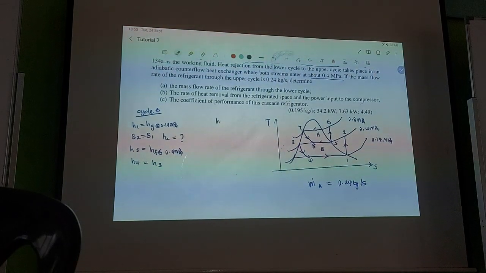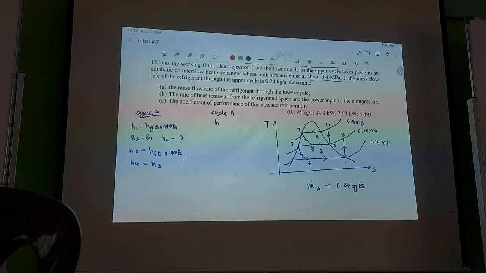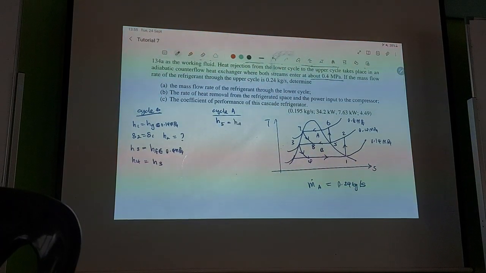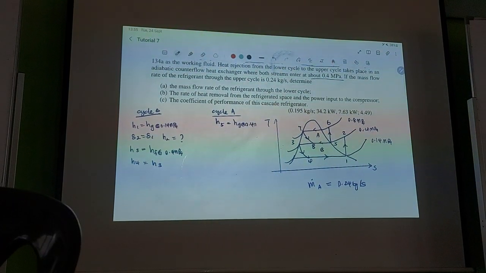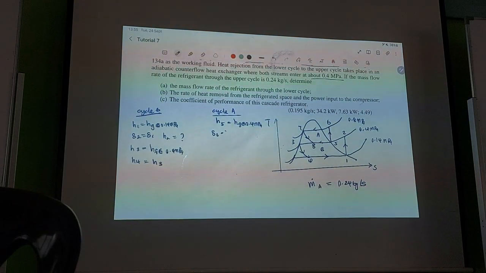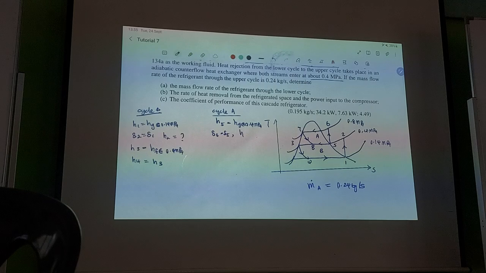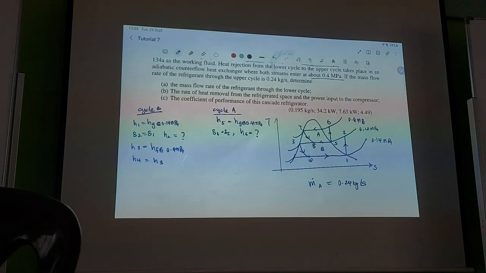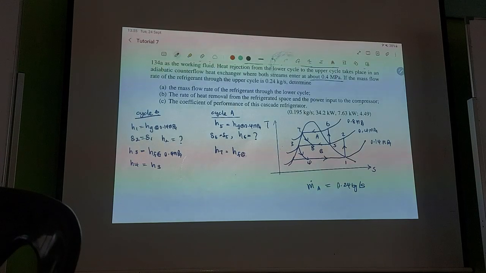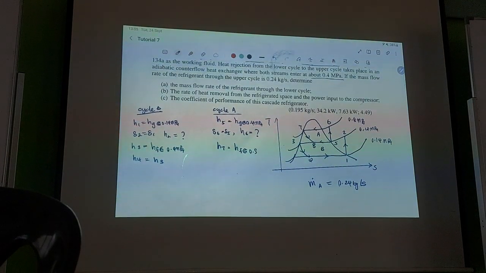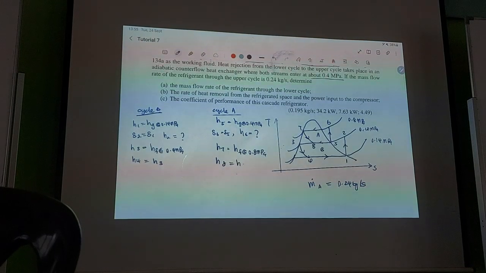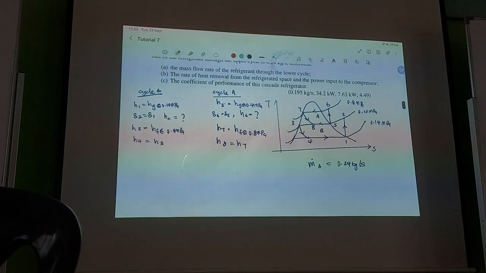For cycle A, you repeat. H5 equals Hg at 0.4 megapascal. Then you find S6 equals S5, then you find H6. Then H7 is Hf at 0.8 megapascal. Lastly, H8 equals H7. So from here, you can find all the H.